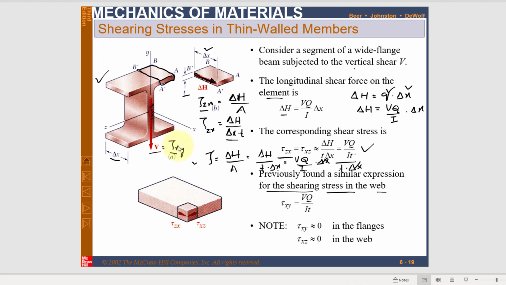I have already discussed why it is xy, because this surface is perpendicular to x, so this is tau of x and the direction of y. So the first subscript is used for the face that is perpendicular to the axis. It is perpendicular to the x-axis, so tau of x, and the force is in the direction of y. So this is tau of xy. Now this tau of xy is also again VQ over It. Both equations are the same, but the value will be different.